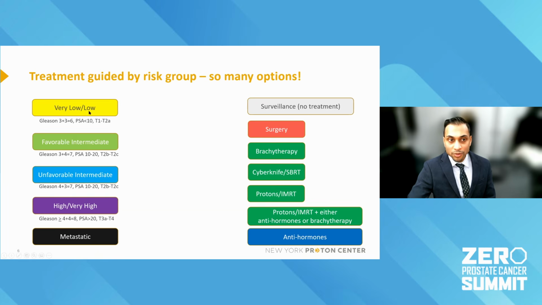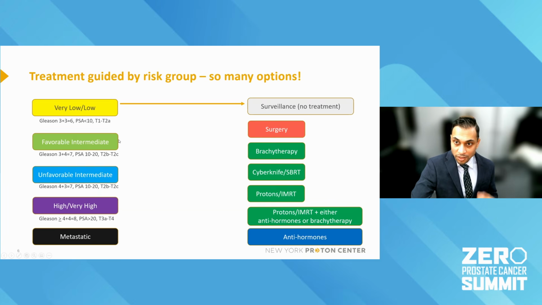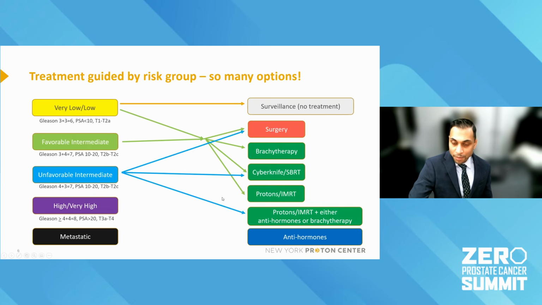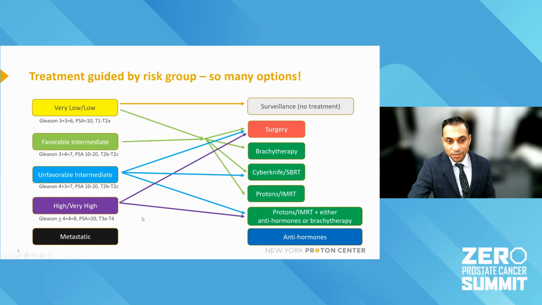Starting with the very low or low risk group, the treatment of choice actually is to not do any treatment at all. It's what we call active surveillance. I'll get into that a little more on the next slide. But once you get into favorable intermediate, now the playbook is wide open. Now you're talking about surgery in addition to different types of radiation, including brachytherapy, Cyberknife, protons, or MRT. And then once you get to the unfavorable intermediate group, now you're talking about combining a couple of these modalities or just doing surgery. You're talking about introducing anti-hormone therapy, which is a systemic therapy. Once you get into very high risk, you still have surgery as an option, or now you're combining anti-hormone therapy with various types of radiation.